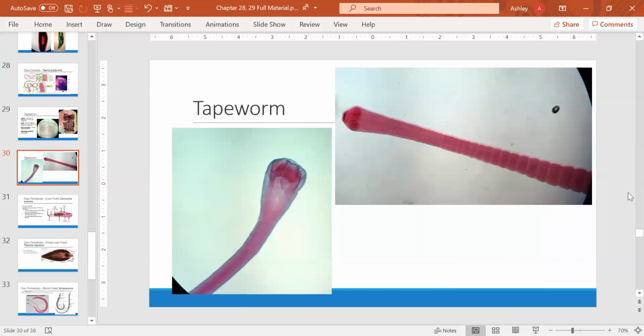And then looking at the scolex, you can see the suckers pretty well. Hooks are kind of hard to distinguish there.